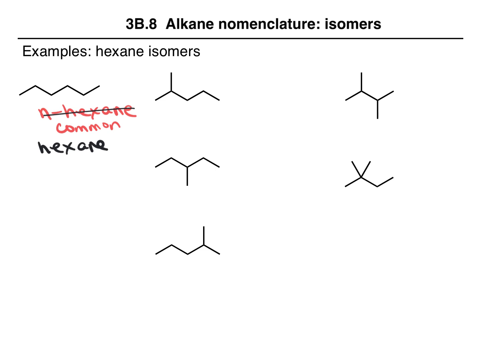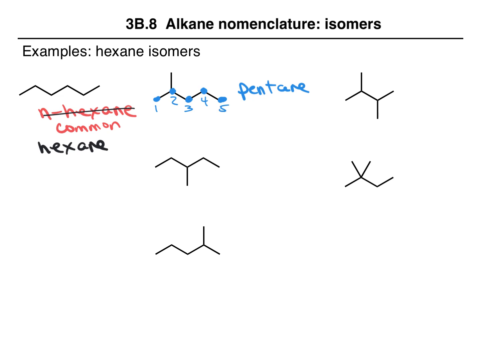Start with the longest chain. So here we have 1, 2, 3, 4, 5 carbons. So that would be pentane. If we number this molecule from left to right, this is 1, 2, 3, 4, 5. If we went right to left, 1, 2, 3, 4. We want to give our branch the lowest number possible, so we will go left to right. So this is 1, 2, 3, 4, and 5.